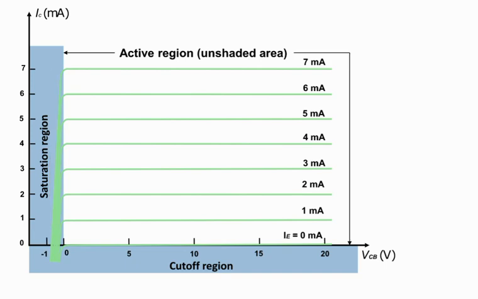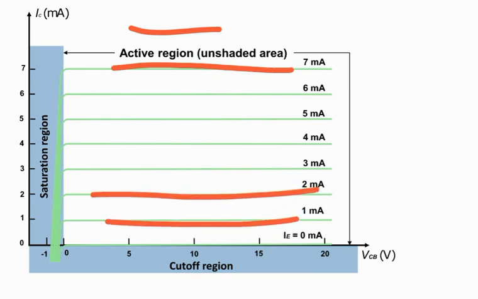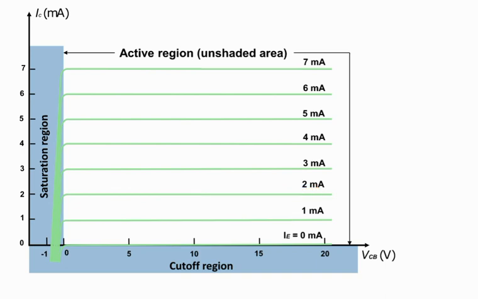And in the active region, which is the unshaded area right here, as it is written here, the current is constant for each value of the input current, that is IE. So for IE equal to 0 milliampere, the current is 0. For IE equal to 1 milliampere, the output current IC is 1 milliampere. For IE equal to 2 milliampere, the output current is a constant 2 milliampere, and so on.